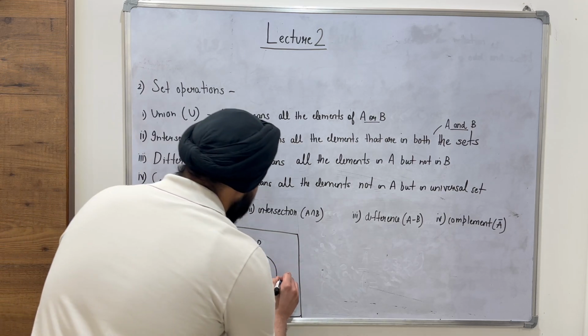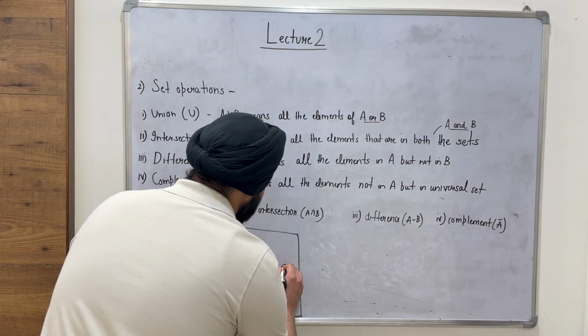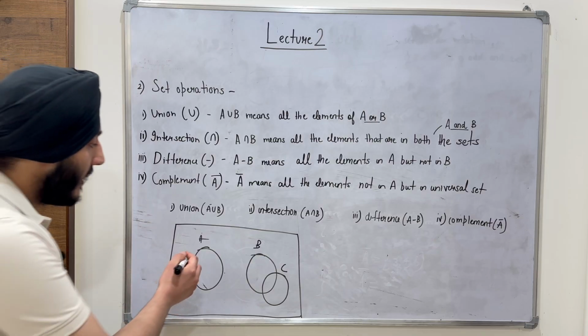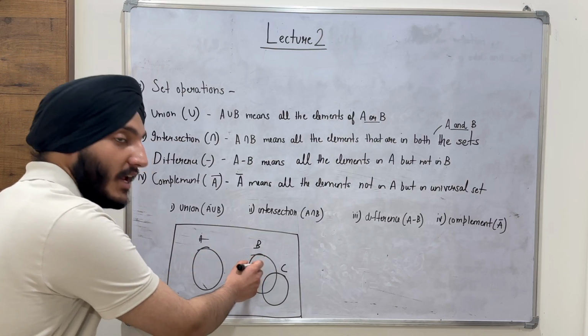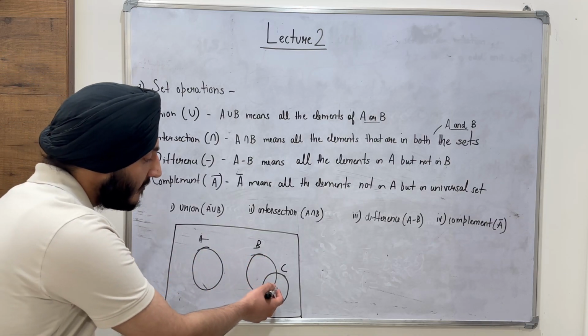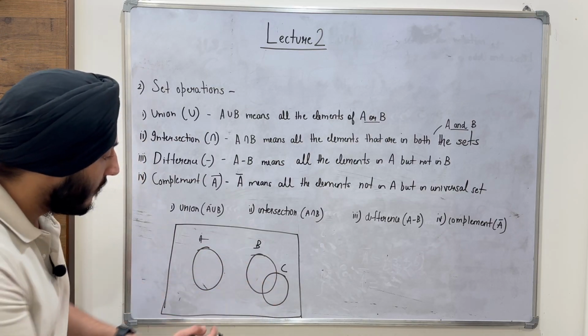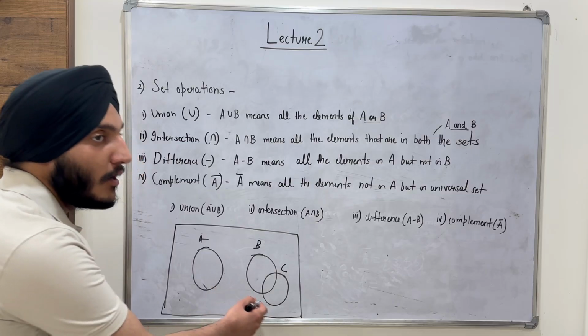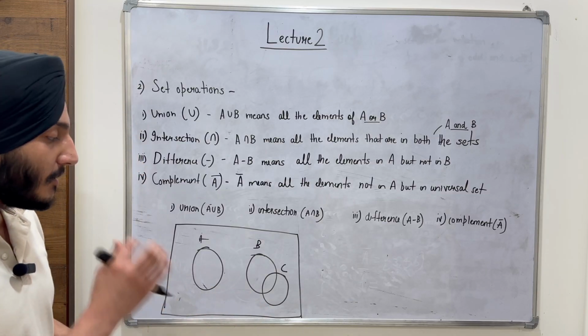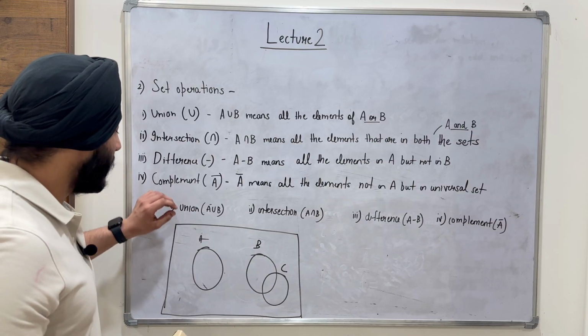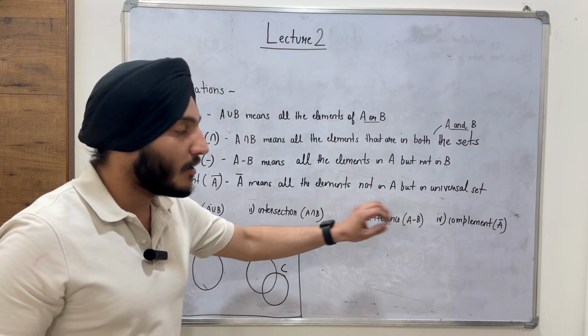Now, if I draw another set C over here, what do you think this would mean? This would mean that while A and B have nothing in common, B and C both have common elements with each other. And C with A, they don't have anything in common. I hope that makes sense. Okay. Now let's try to understand union, intersection, difference, and complement.